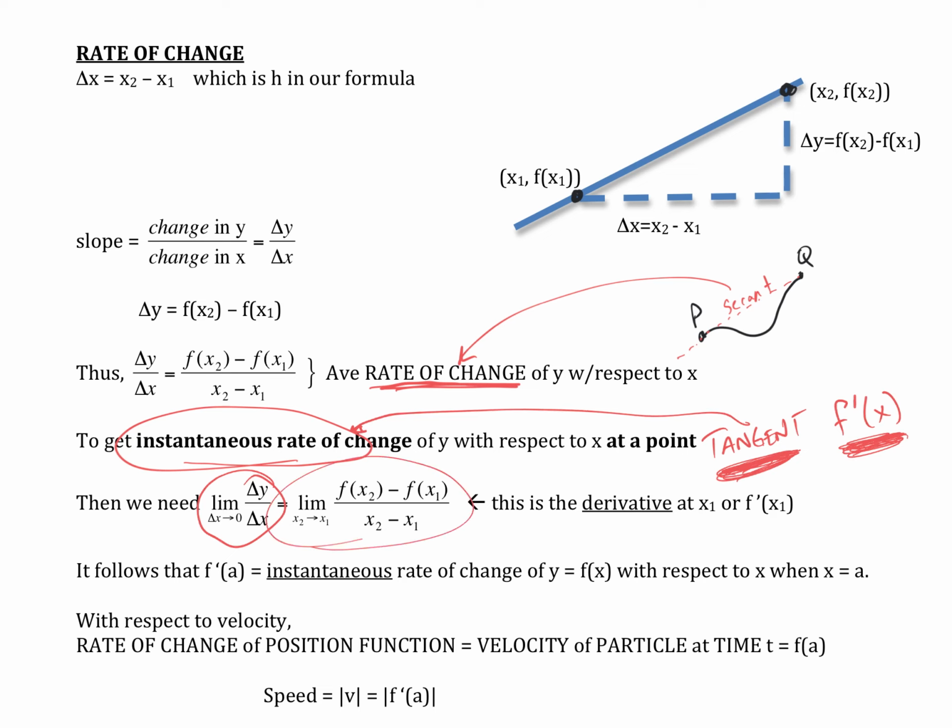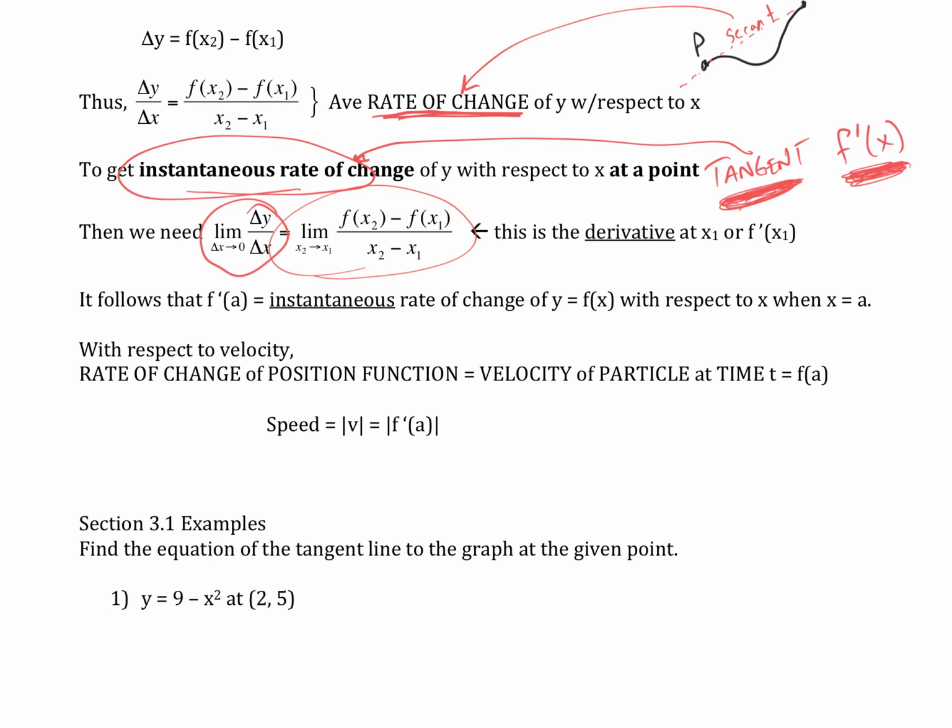And that's that whole limit process that we did. So finding the derivative means finding the tangent line. Finding the tangent line means finding the derivative at a certain point. In terms of rate of change, it's the instantaneous rate of change right there. The derivative is the instantaneous rate of change, which is a tangent. The secant is an average.